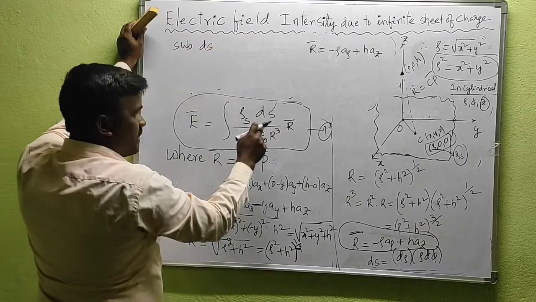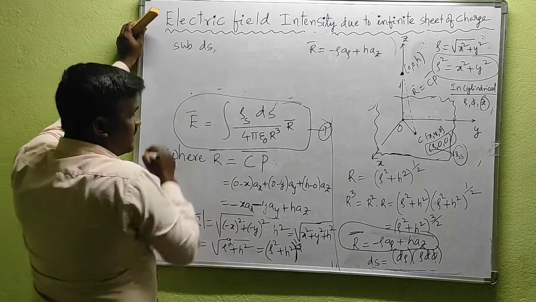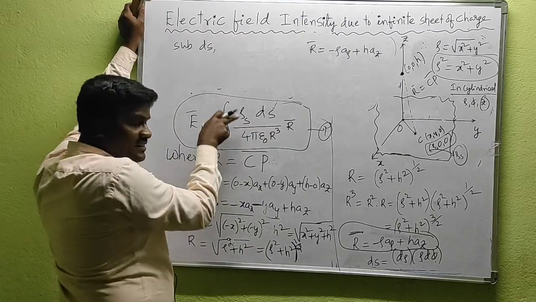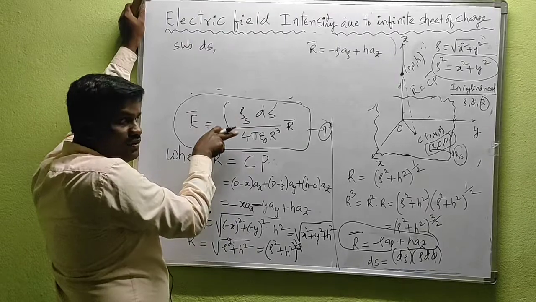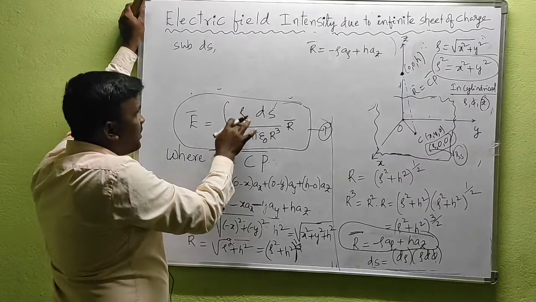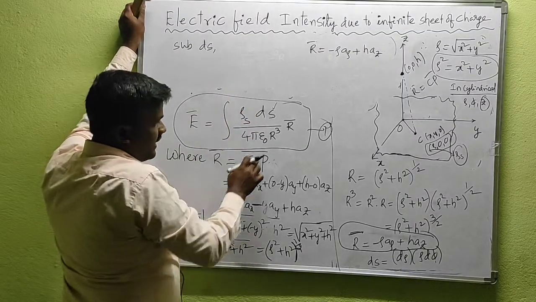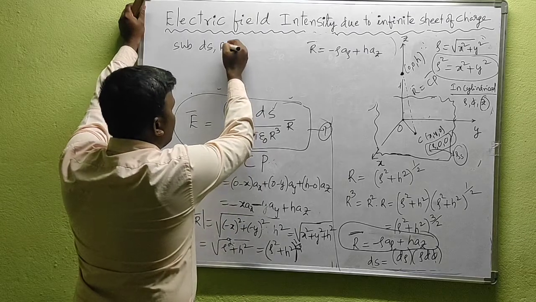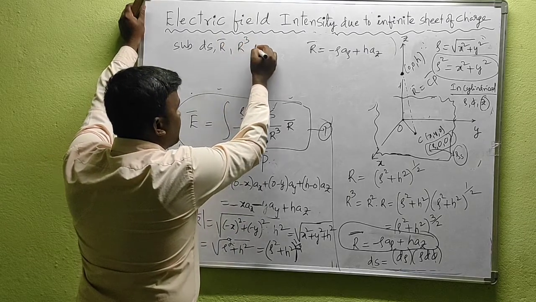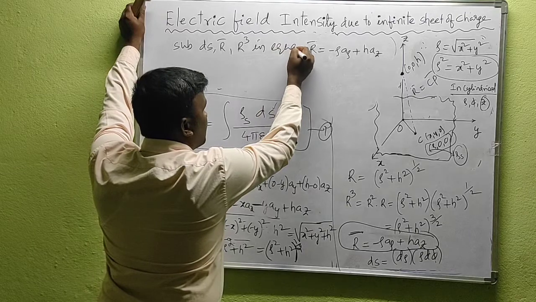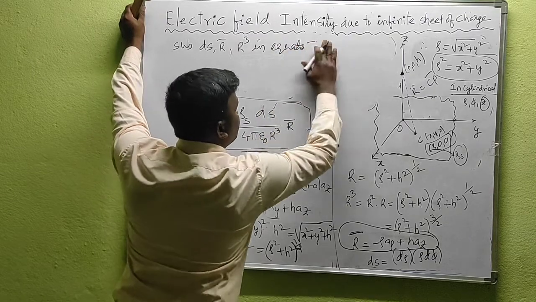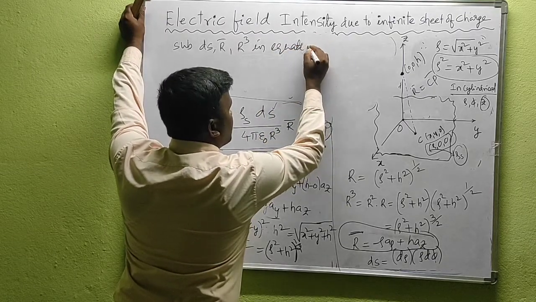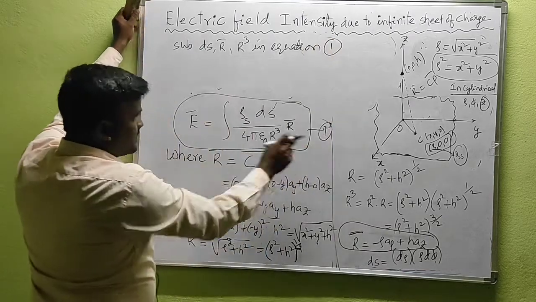Rho s is constant. Rho s means what? Surface charge density, uniform surface charge density. Uniform means constant, so leave it as it is. And the other one is what? r bar, and you have r cube in equation 1. Okay, this is the equation.